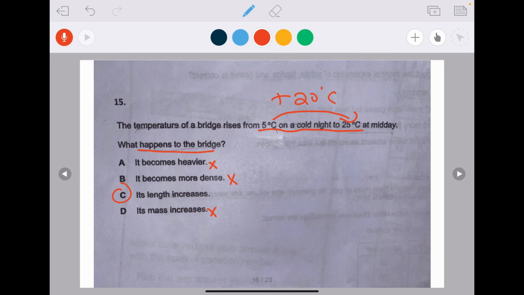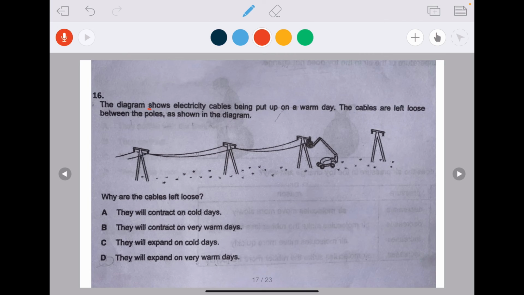Let's move on to question number 16. The diagram shows electricity cables being put up on a warm day. The cables are left loose between the poles as shown in the diagram. Why are the cables left loose? They're being put up on a warm day and they are left loose.